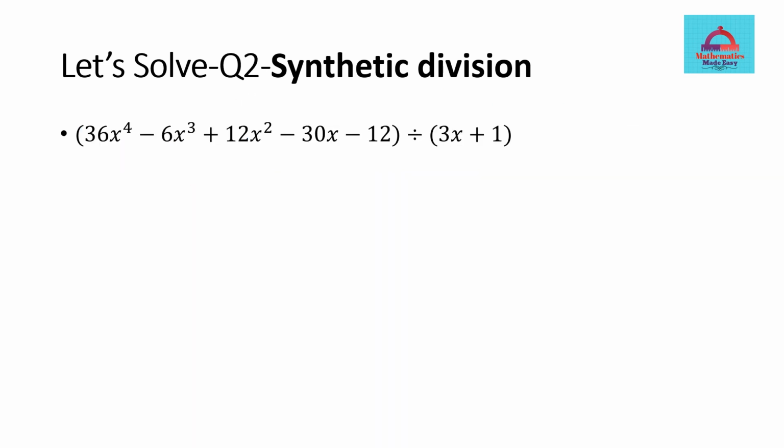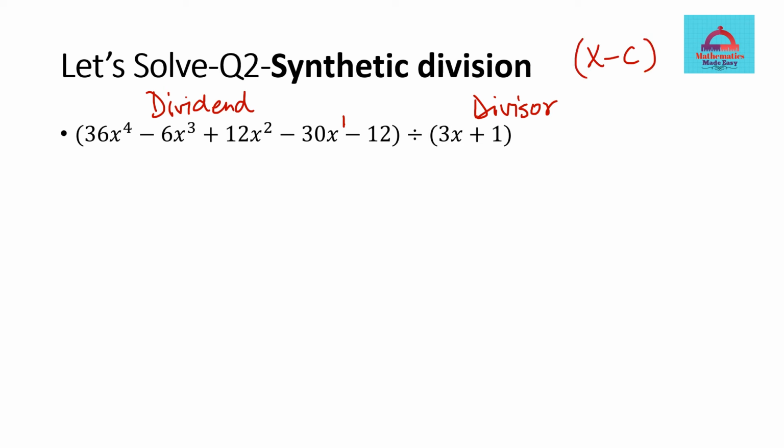Okay, so let's do one more question on synthetic division in order to make you all comfortable and confident in this method. This is our dividend and this is our divisor. First look at the dividend. Is it in the standard form? So x to the 4, 3, 2, 1 and constant. It's perfectly fine. The degree is 4, but the divisor is not in the form x minus c. So we need to change it a little bit.